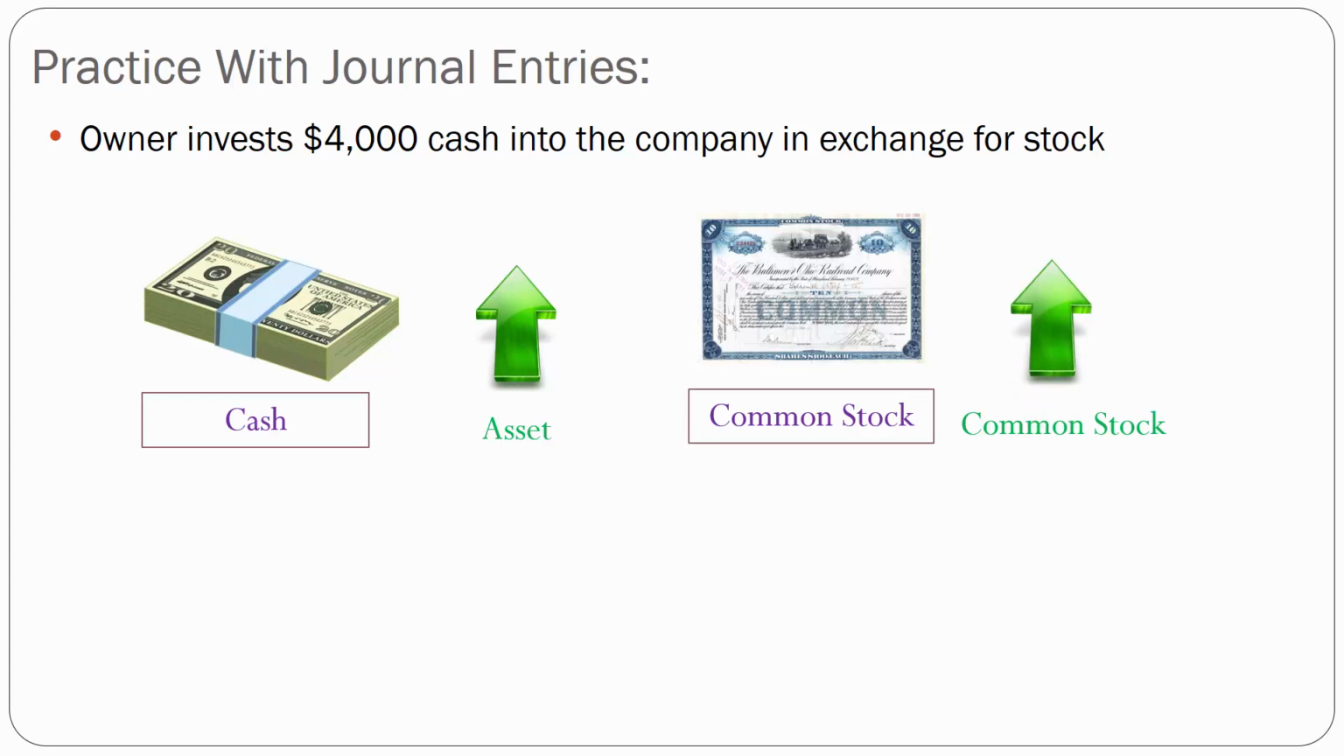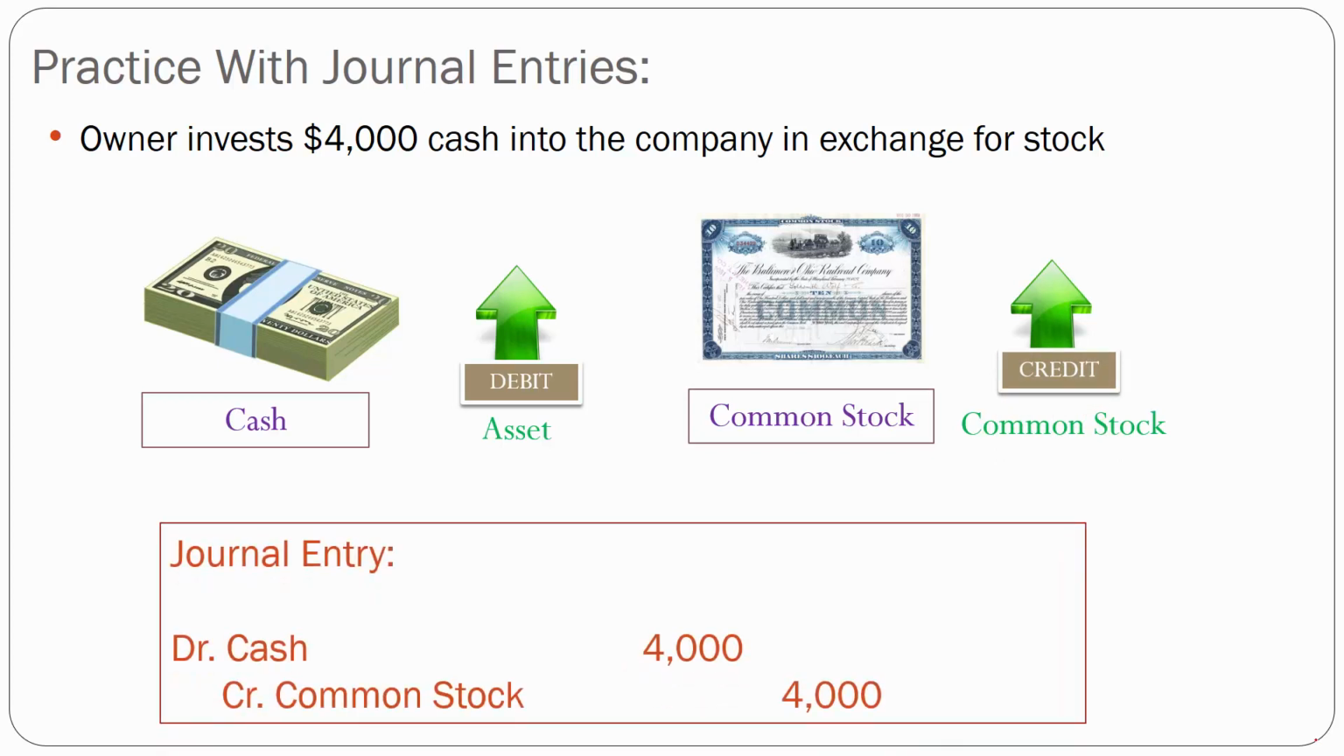And so if we go back to our rules, to increase an asset is a debit, and to increase common stock is a credit. Now we can create our journal entry, which is a debit to cash for $4,000 and a credit to common stock for $4,000. And we're following our rules. We have a debit and we have a credit, and our total dollar value of $4,000 is equal between the debits and credits.